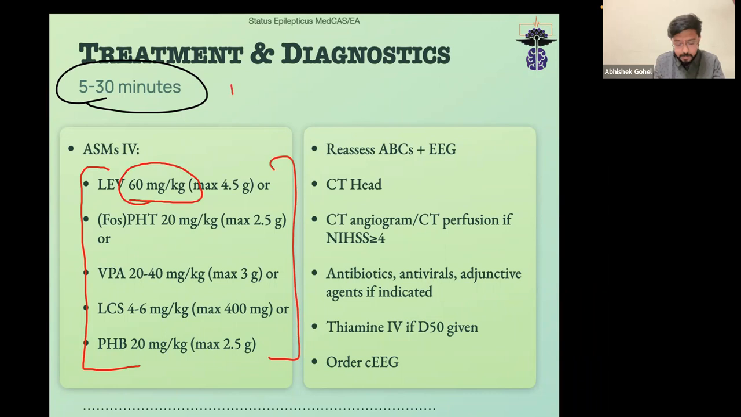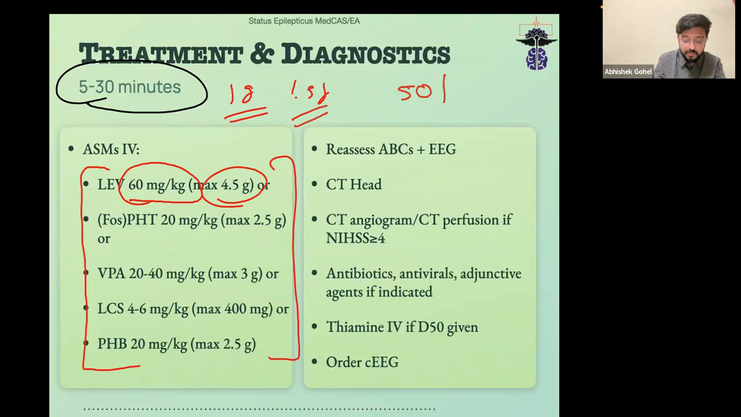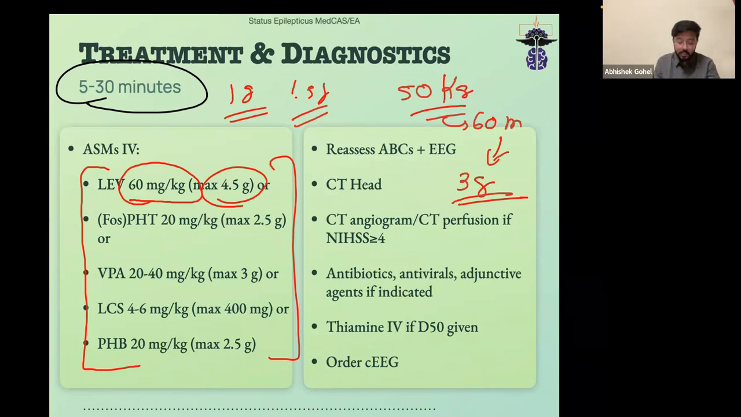In routine practice, people usually give 1 gram or 1.5 gram, but the permissible dose is 60 milligram per kg, maximum till 4.5 gram. So if you find a person who is 50 kg, you better load him with 3 gram at a step. Okay, maximum you can go till 4.5 gram. Similarly, fosphenytoin or phenytoin, valproate, lacosamide, phenobarbital, these are the preferred agents for terminating the seizure.